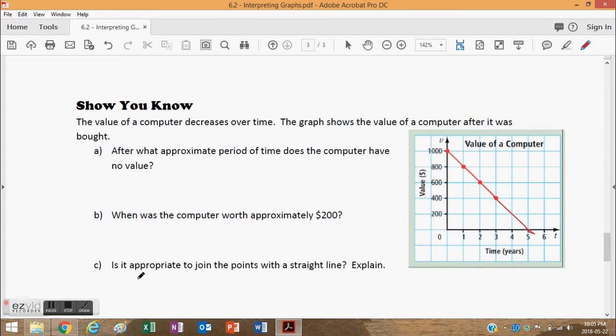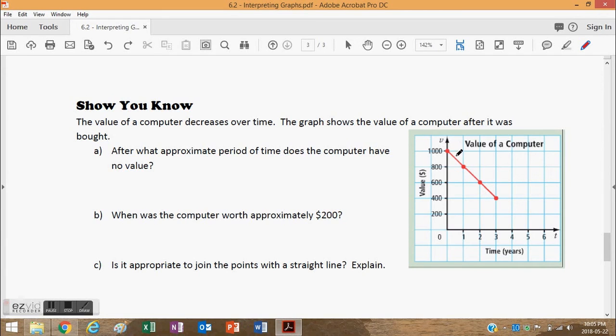After what approximate period of time does the computer have no value? Well, we have to assume that we can use a straight line. And if that's the case, we do this. Okay? No value, approximately 5 years. When is it worth $200? Approximately 4 years. Is it appropriate to join the points with a straight line?